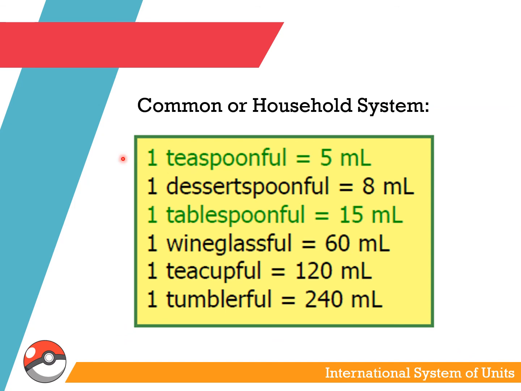For the household system, we have the following. 1 teaspoonful is equal to 5 ml. 1 dessertspoonful is equal to 8 ml. 1 tablespoonful is 15 ml. Wine glassful 60 ml. Teacupful 120 ml. And tumblerful 240 ml. But the most common factors are 1 teaspoonful, 5 ml, and 1 tablespoonful, 15 ml.